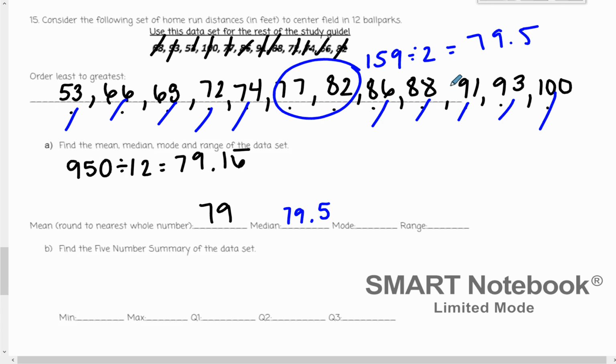My mode, that's going to be the number that occurs the most often if I'm looking through this list. The number that occurs the most often is none of them. So there is no mode. They all just occur once. My range, I take my max number, my biggest, minus my min. So I take 100 minus 53 in my calculator. 100 minus 53 is 47.